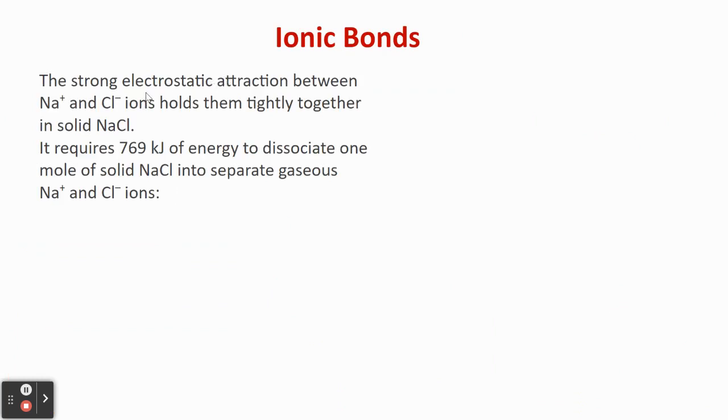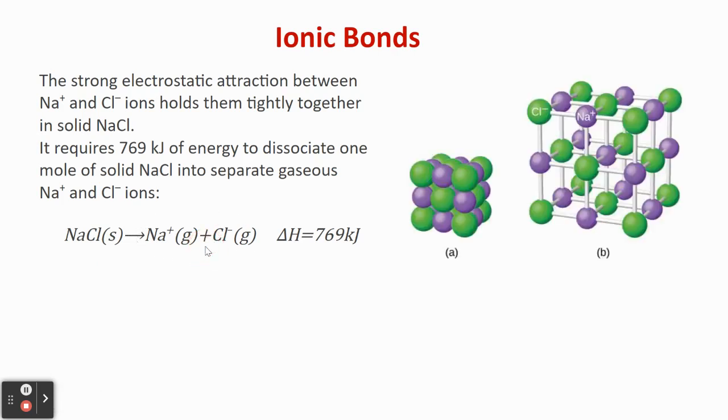Now, the strong electrostatic attraction between a sodium ion and a chloride ion is what holds them together tightly in the ionic compound sodium chloride. And it requires a lot of energy to break up a sodium chloride unit. So if we have solid sodium chloride, we would have to add in a lot of energy to break it up into its sodium ions and its chloride ions.